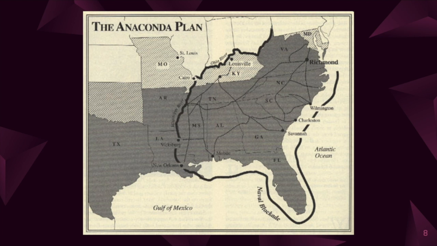So remember that. So the Anaconda Plan, they're going to create a naval blockade. So the Union is going to put ships all here to block Southern ships from being able to do trade. And then they want to use control of the Mississippi River to break the Confederacy into two pieces so that we can divide and conquer. But a lot of the fighting is happening over here. We're going to talk a lot about Richmond here today, too.